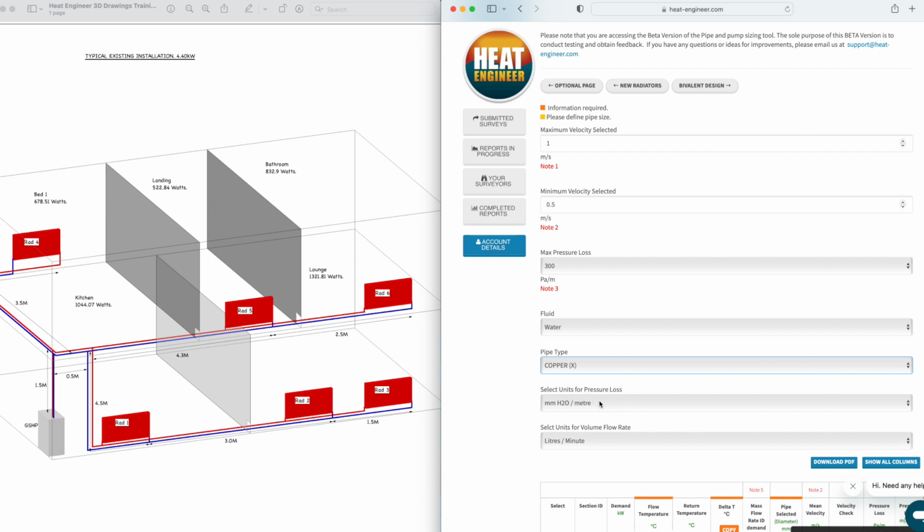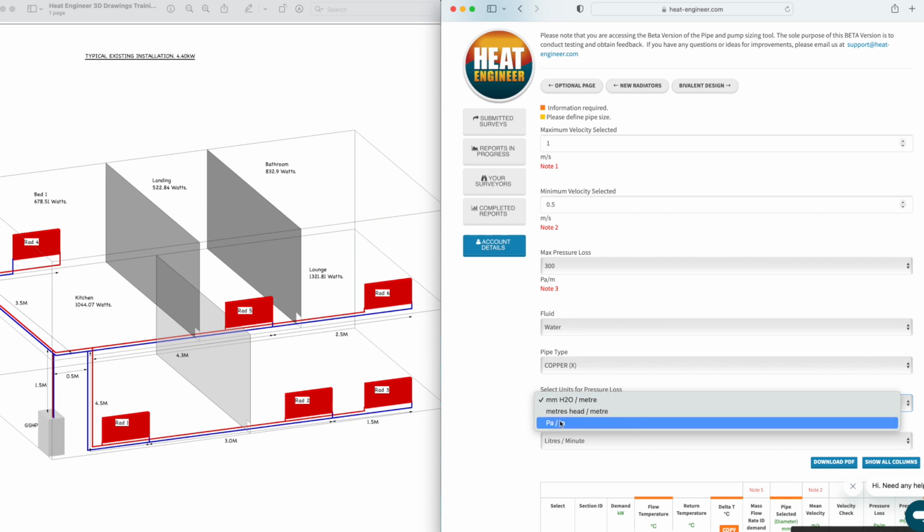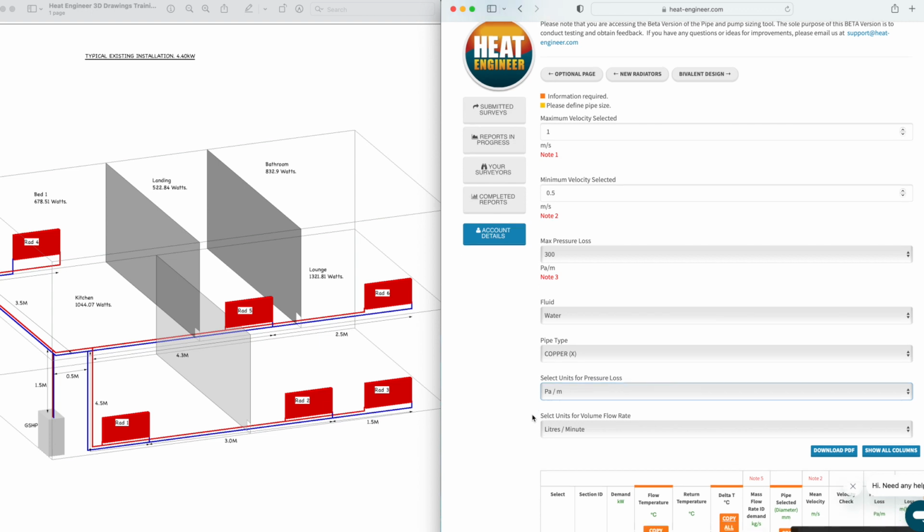Select your units for pressure loss. Now, I know this is what Kim likes to use, millimeters H2O from the Heating Academy Northampton. I quite like to use pascals per meter. The reason being is that there's 1,000 pascals in a kilopascal, which makes it around 1,000 times more accurate, if you like, or it's just a few more decimal points.